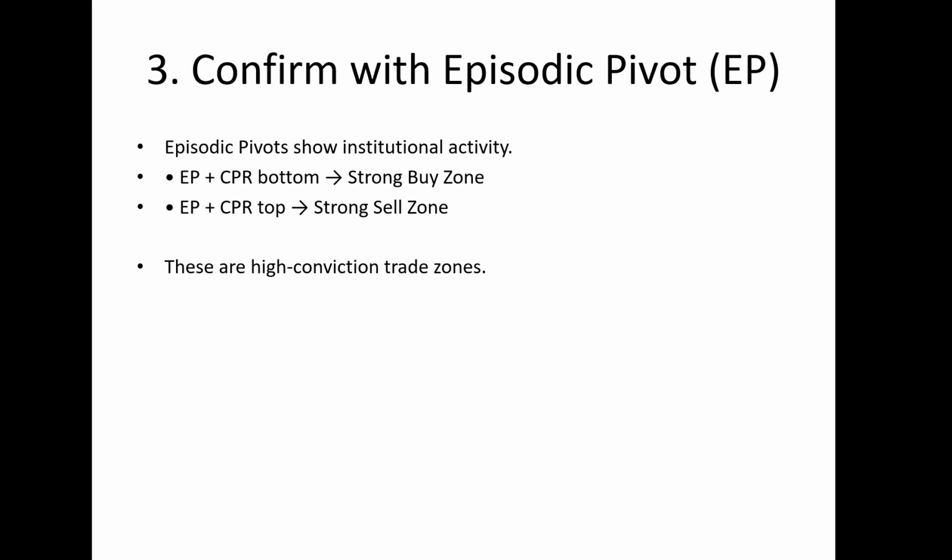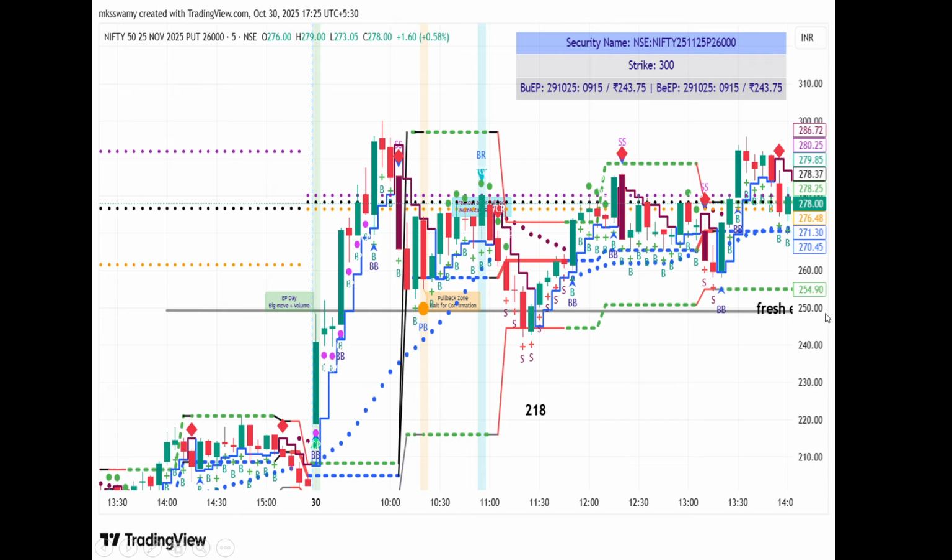EP plus CPR bottom, strong buy zone. EP plus CPR top, strong sell zone. These are the high conviction trade zones. So you will get conviction trade zones in the market. Here in this example, I have taken the 26,000 put option, today's trade.